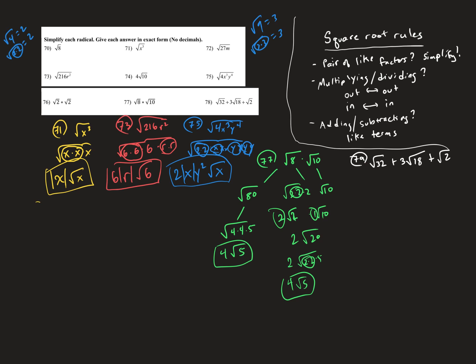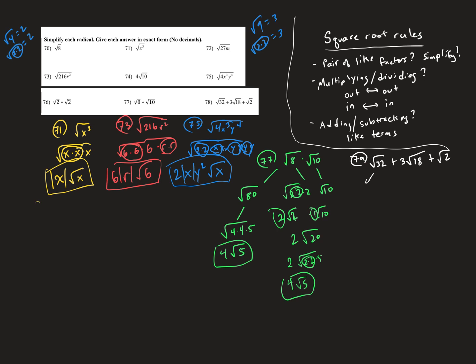And now let's look at number 79. So the rule with adding and subtracting is that you have to have like terms. And what I mean by like terms is that the radicals that you have, the square roots that you have, all have the same number underneath them. Now, in this case, we have square root of 32, square root of 18, square root of 2. None of those are the same, right? So you might think you can't add those, but remember, we can simplify these radicals.